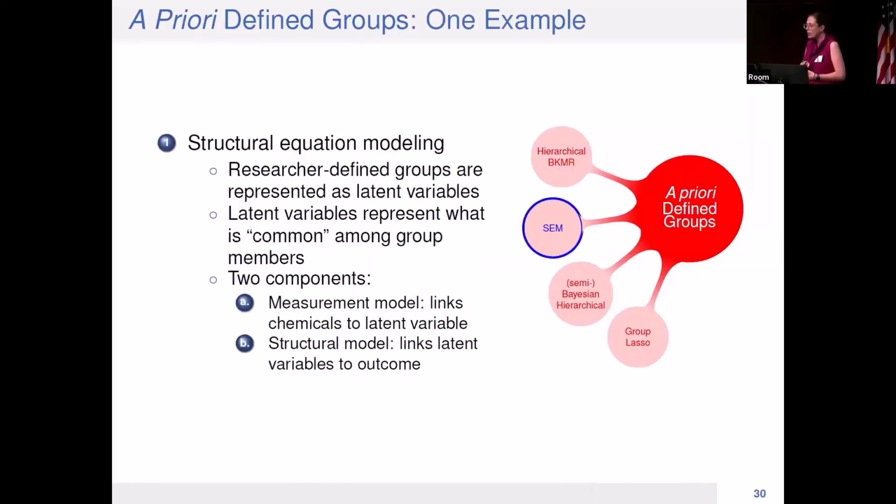And the example I will give here is structural equation modeling. This is by no means a new method, definitely not developed for mixtures analysis, but can be very helpful for sure. Researcher-defined groups are represented as latent variables. Latent variables represent what is common among group members. So the latent variable only represents the shared variability across the members in the group. And SEMs have two components, the measurement model, which links the chemicals to the latent variable, and the structural model, which links the latent variables to the outcome, all in one analysis.